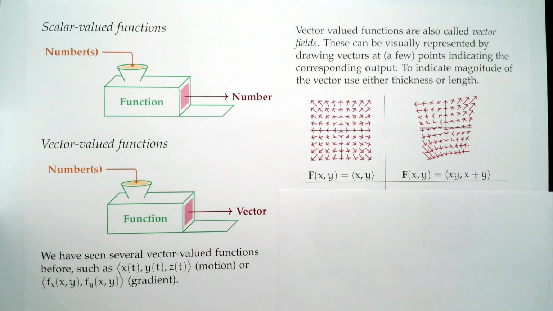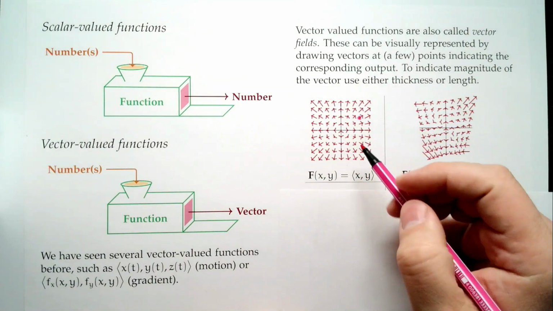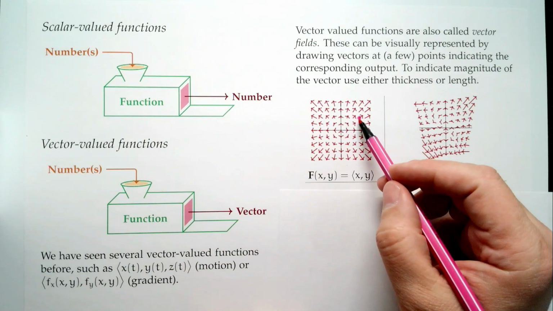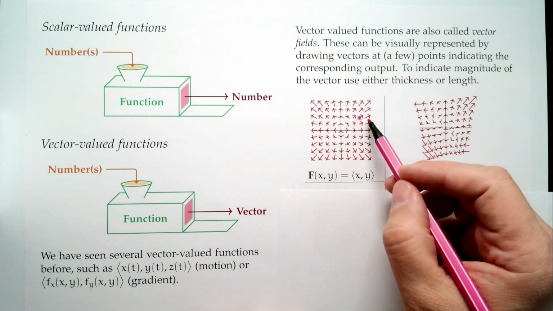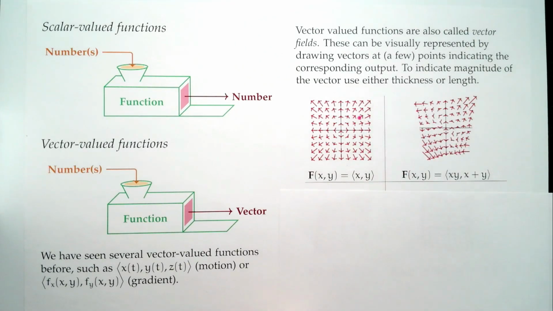All right. So here's an example of a vector valued function. On the left-hand side, we have a vector valued function where when you input x and y, the output is the vector x comma y. And if you think about what's happening, it says, look, go to any point. If I'm at that point, what should happen? Well, my amount of change in the x direction should be x. Whatever y is, that's the amount of change I should go in the y direction.